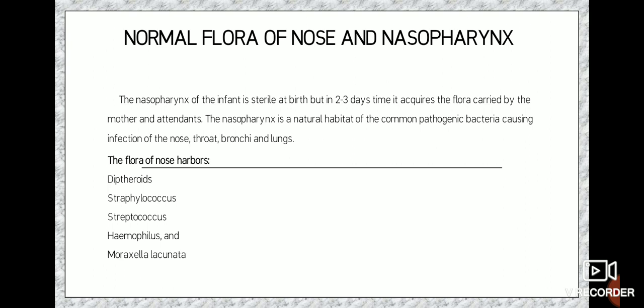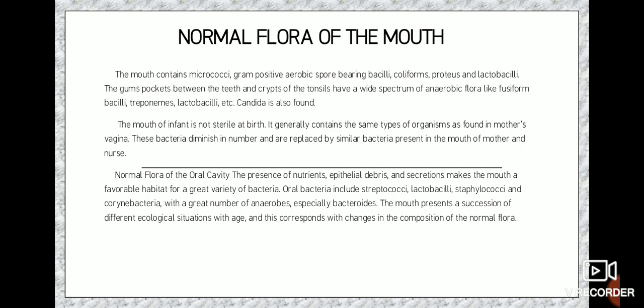And we have the normal flora of the nose and nasopharynx. The nasopharynx of infants is sterile at birth, but in 2 to 3 days it acquires the flora carried by the mother and attendants. The nasopharynx is the natural habitat of the common pathogenic bacteria causing infection of the nose, throat, bronchi, and lungs. The flora of the nose harbors diphtheroids, Streptococcus, Streptococcus hypoblenus, and Moraxella lacunata.